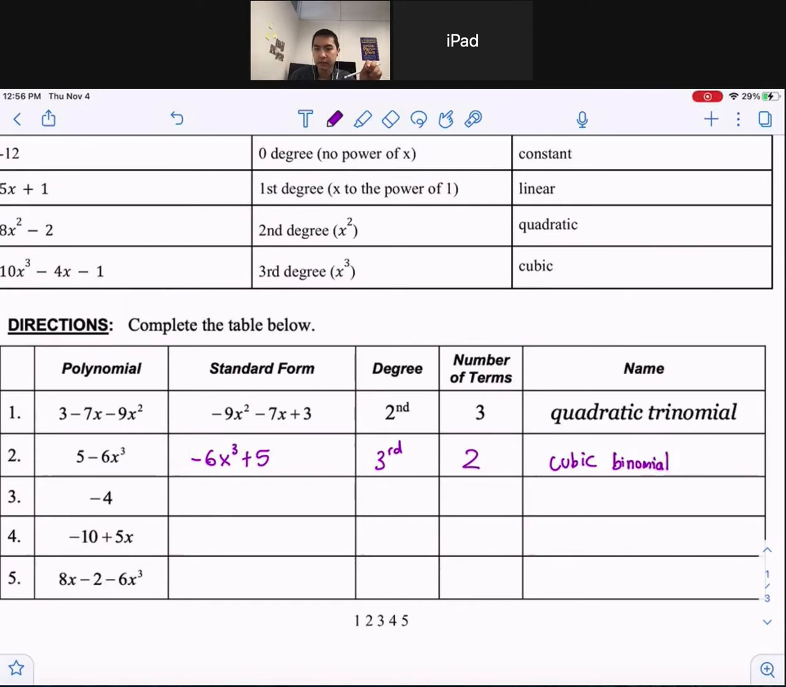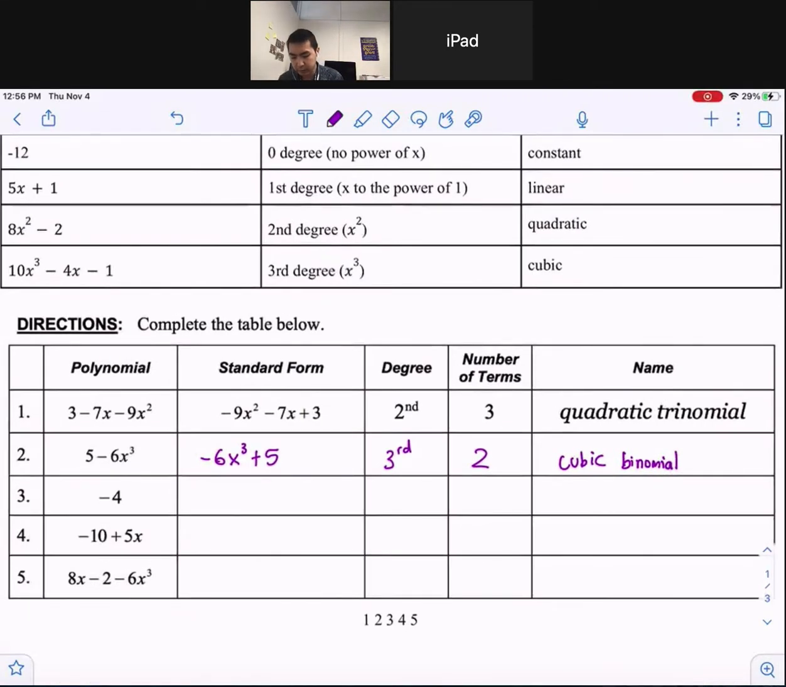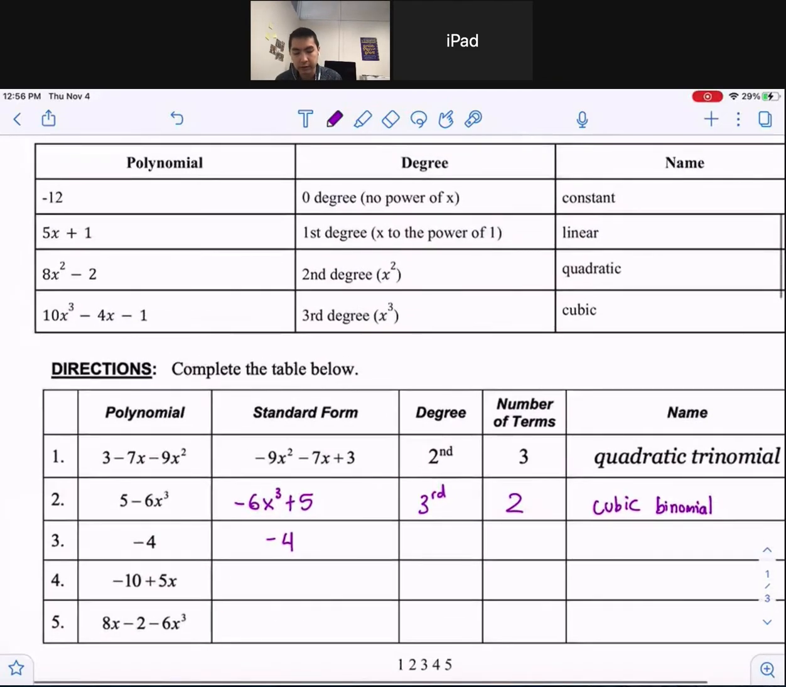Okay, let's try the next one. We have negative 4. So in standard form, it's just negative 4. But what is the degree of negative 4? Negative 4 has no x, has no variable, so it's a degree of 0. And the number of terms is 1. So if you have degree of 0, that's what we call a constant. And the number of terms is 1, which is a monomial.